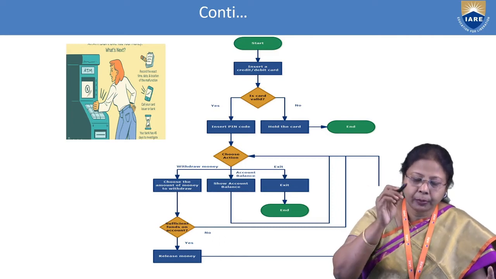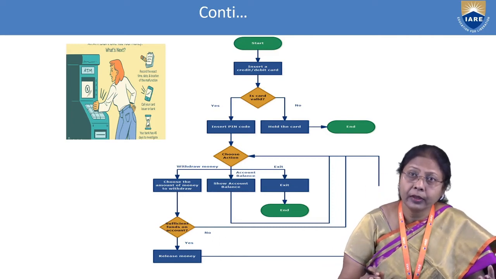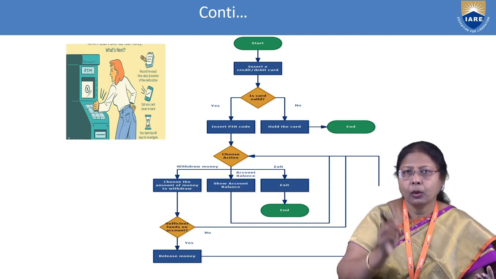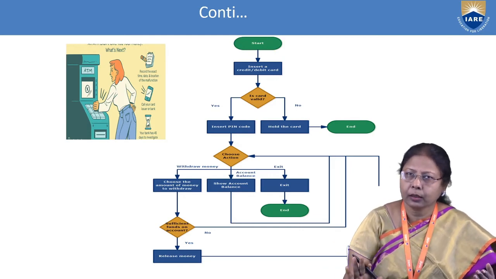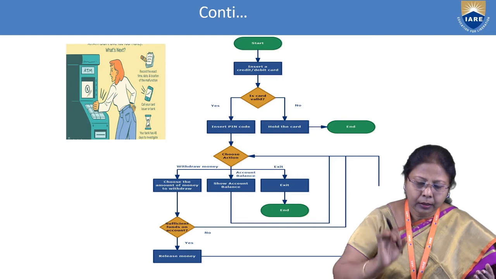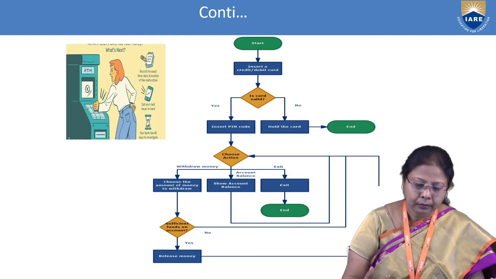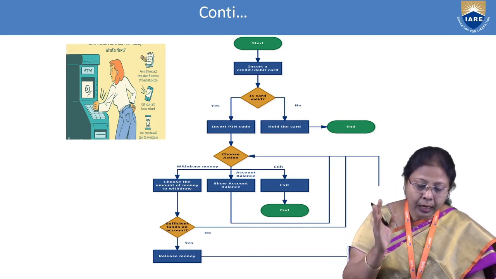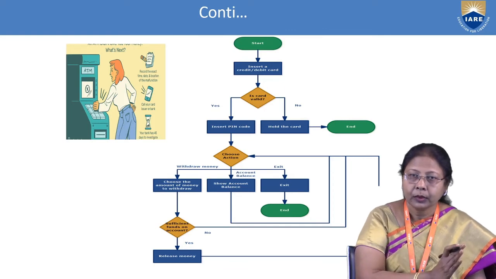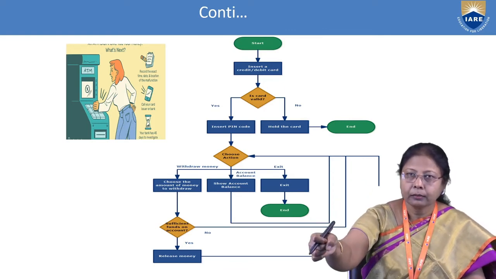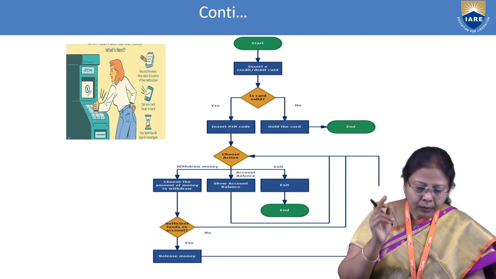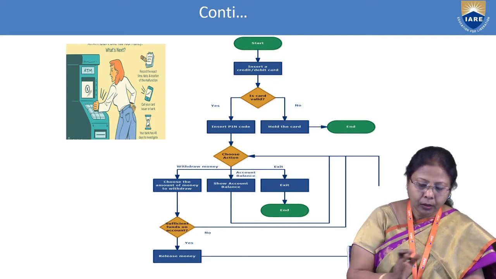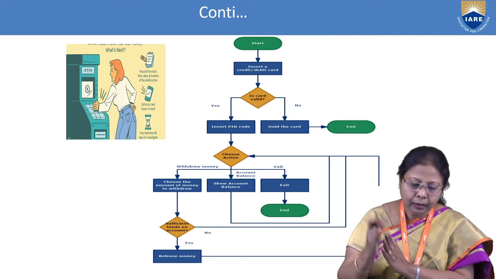In the first oval shape, we write Start. The next step: Insert card. You need not write "go and insert the card into...", not like that. Just write Insert card, whether it's a debit card or credit card. Then what is the next step? We give an arrow next. If the card is valid, insert PIN code. If the card is not valid, hold the card, and there the process ends. If the card is valid, they choose the next action: withdraw money, or see the account balance, and exit.